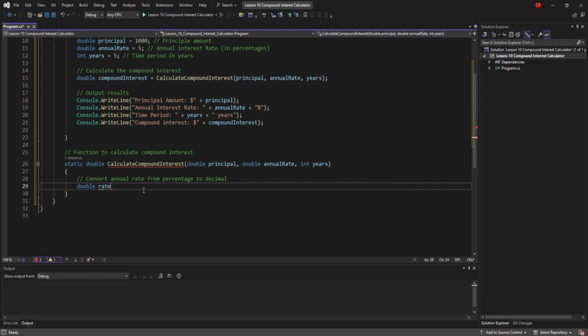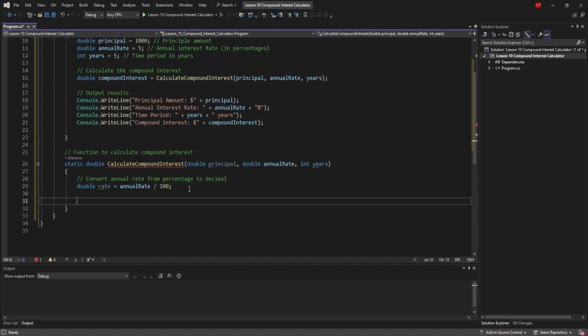We're going to do double rate equals annual rate divided by 100. Annual rate divided by 100. So what's this saying? Oh, not returning a value. Yeah, that's fine. I don't know why I can't show the errors. It's dumb, but you see that there's an error. You just can't see what error it gives me. All it's saying is not all code paths return a value. That's because we didn't set this to void or anything, but we are going to return a value. So don't you worry about that.